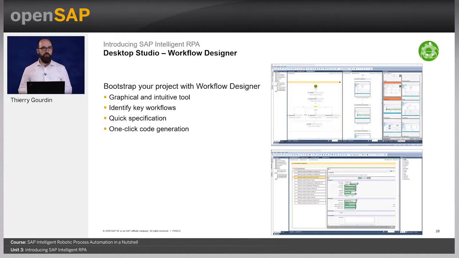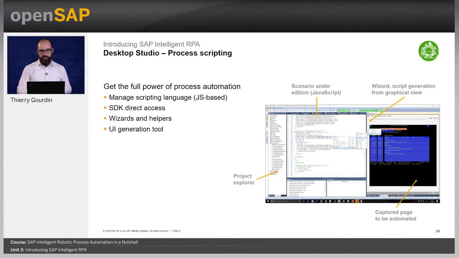Once the workflow is completed, you can make the JavaScript code generation happen with just one click. Desktop Studio also contains a scripting editor tool to let developers benefit from their development skills. In particular, the developer will have direct access to our SDK and will be able to build and include his own JavaScript libraries. The editor's perspective includes help such as wizards, syntax checking, auto-completion, and so on. You can navigate between the workflow and the code at any time.